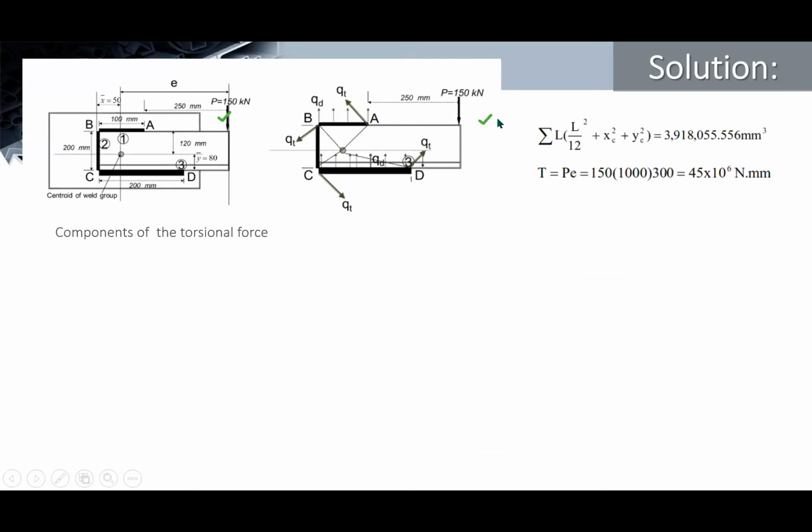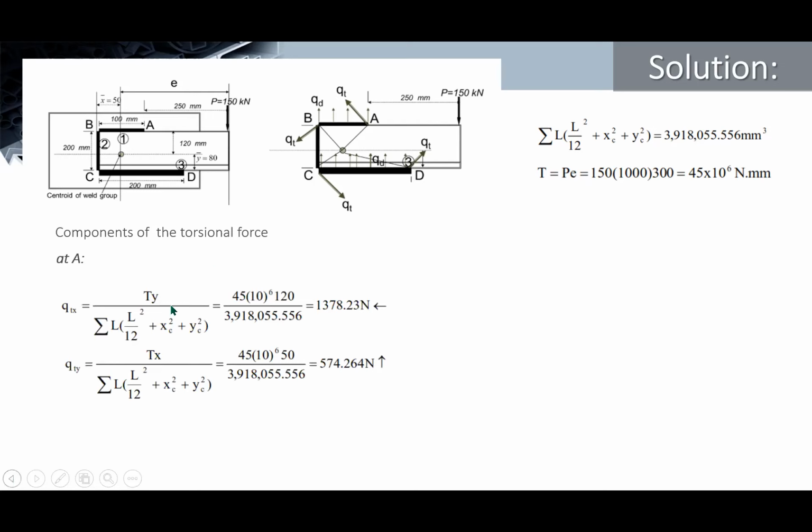First, let's compute for the Q at point A. So, at point A, ang equation natin, eto. So, copy-paste yung T na 45, tapos copy-paste tong polar moment of inertia. Now, bakit 120 yung Y? Kasi yan yung distance ng Y from point A. Kasi from point A, distance niya sa centroid ng group is, vertical, 120. Now, ang distance ng A, horizontal dun sa centroid ng group is equal to 50. So, yun na, 120 yung Y, 50 yung X.